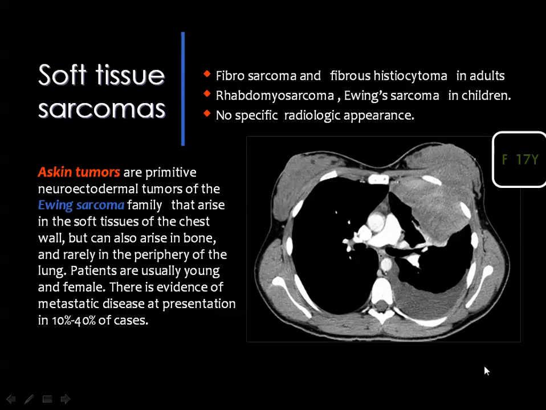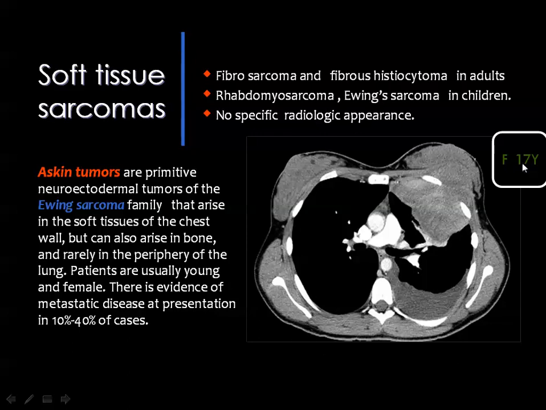Then soft tissue sarcomas affecting the chest wall are not that common. The fibrosarcoma and fibrous histiocytoma are those seen in the adult population, while rhabdomyosarcoma and Ewing sarcoma are commonly seen in children. And these lesions have no specific radiological appearance. You just see a mass in the chest wall, and you can reach the diagnosis after you have a biopsy.